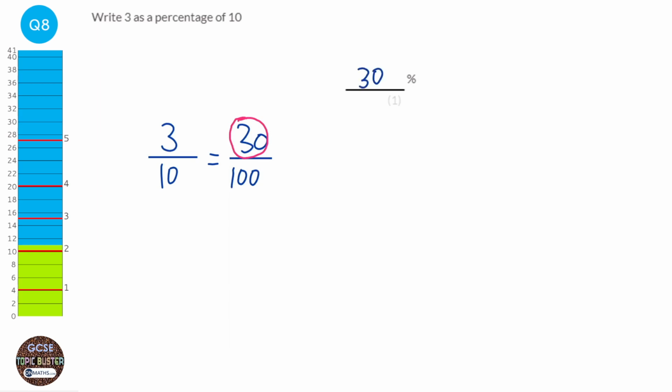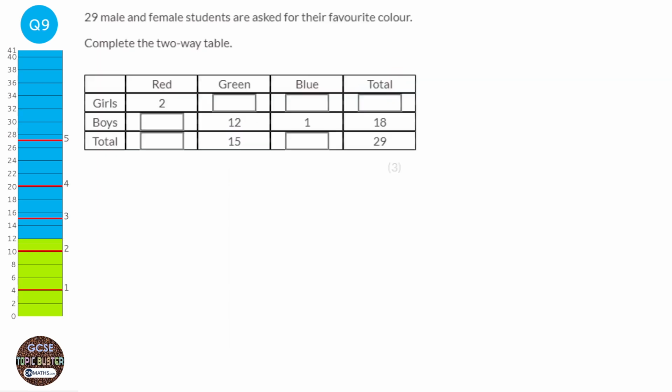So the answer is 30%. With these questions, we've just got to go around and fill in what we can. And there's going to be some numbers, like this one here, we can't fill in yet. So we're going to have to be strategic in the order we do it.